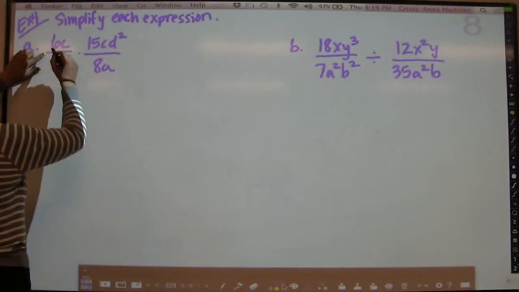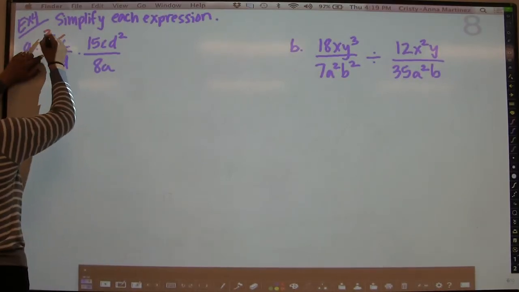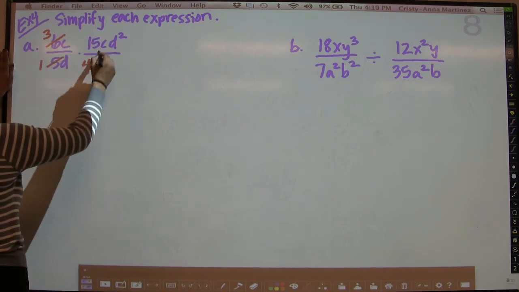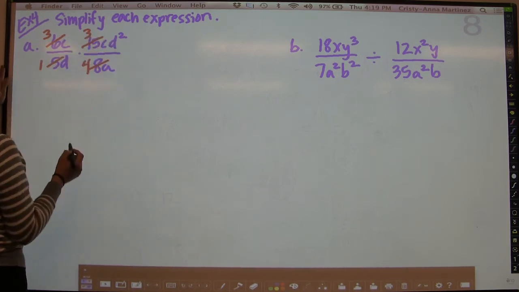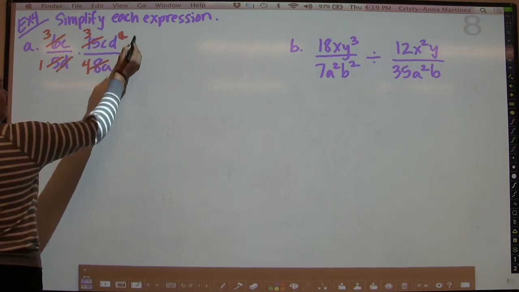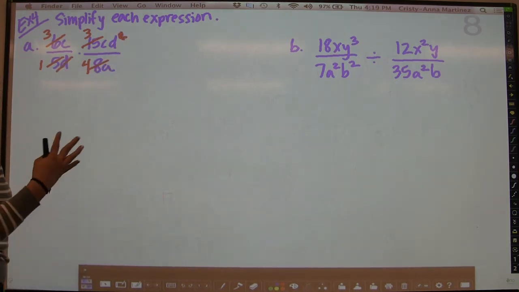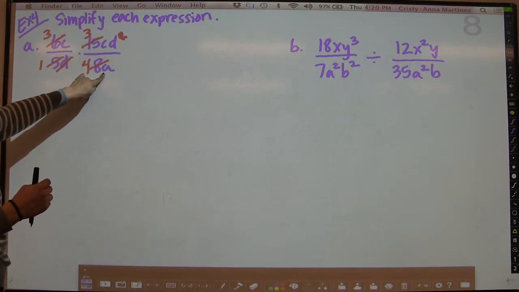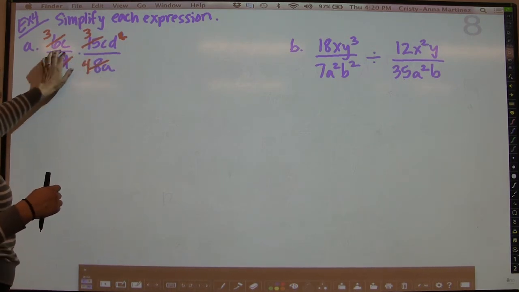So I can take 2 goes into 6 3 times, and 2 goes into 8 4 times. I know that 5 goes into 5 once, and 5 goes into 15 3 times. And then this d can cancel one of these d's, leaving it instead of d squared would be d to the 1 power. And then there's no a's on top to cancel with this a, and there's no c's on the bottom to cancel with these c's.